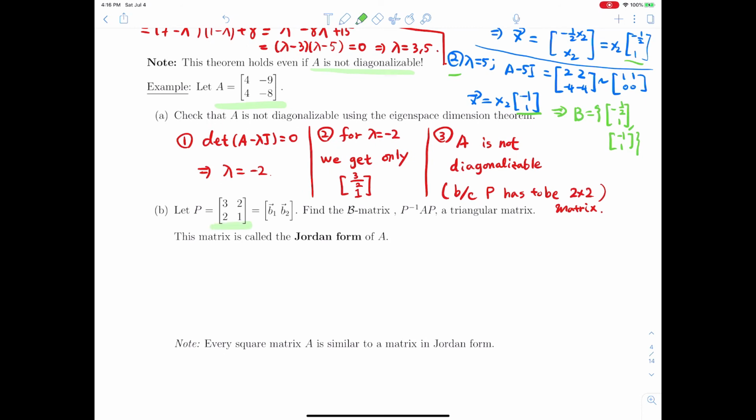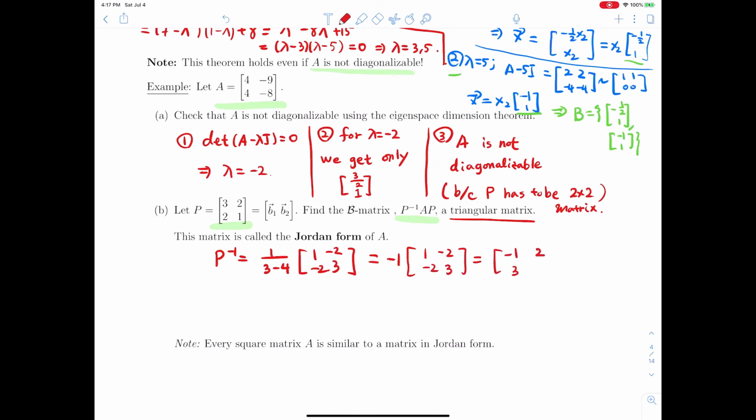However, with this matrix, if you calculate P inverse times A times P, then you will get a triangular matrix. So first of all, we have P inverse equals 1 over the determinant, which is given by 3 minus 4, times [1, -2; -2, 3]. And this equals -1 times [1, -2; -2, 3], or this equals [-1, 2; 2, -3].